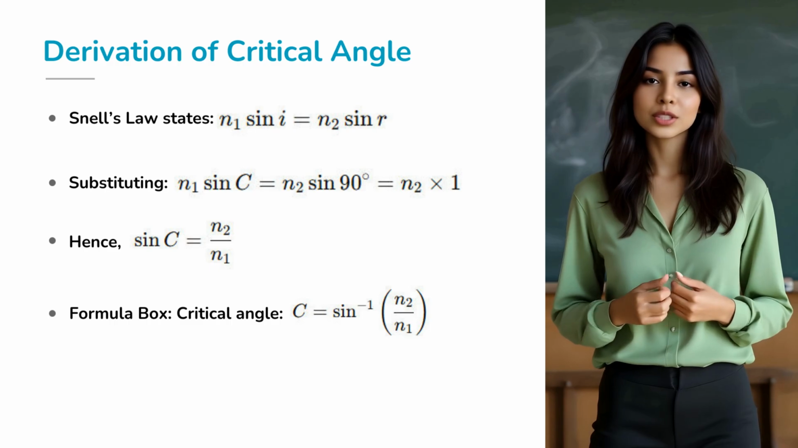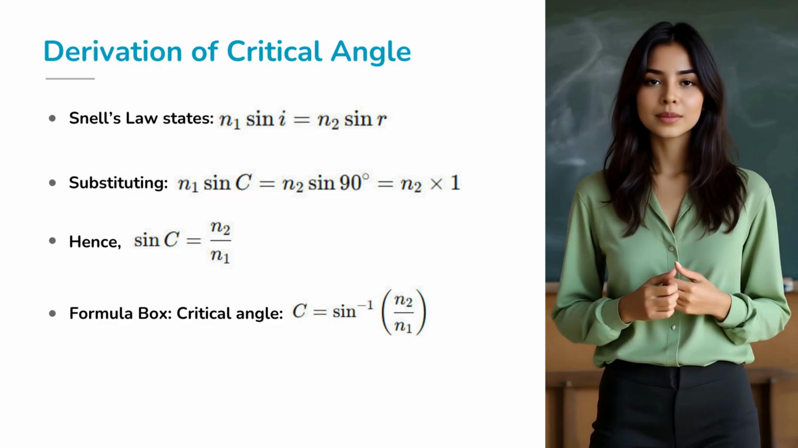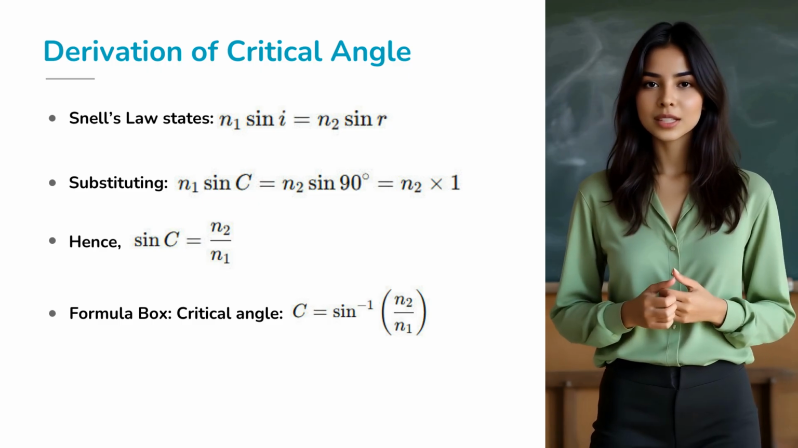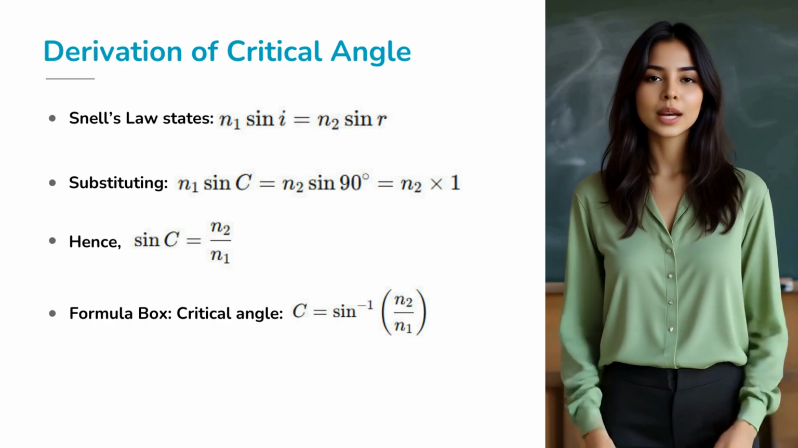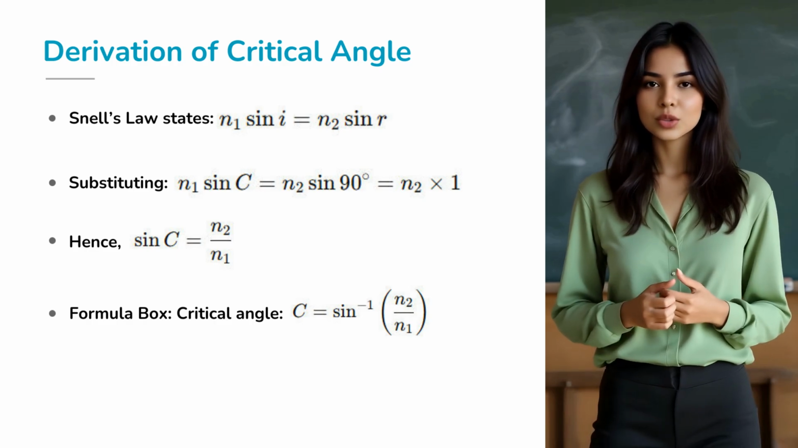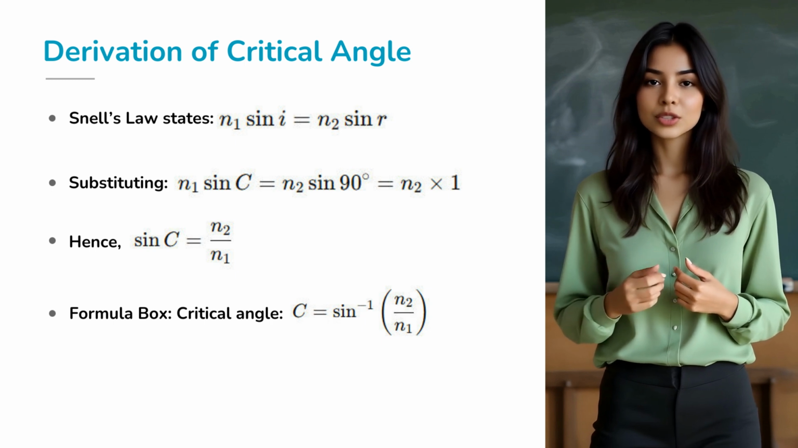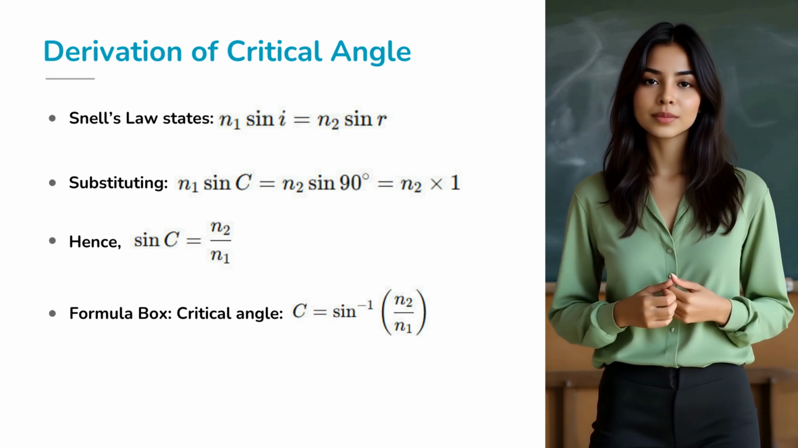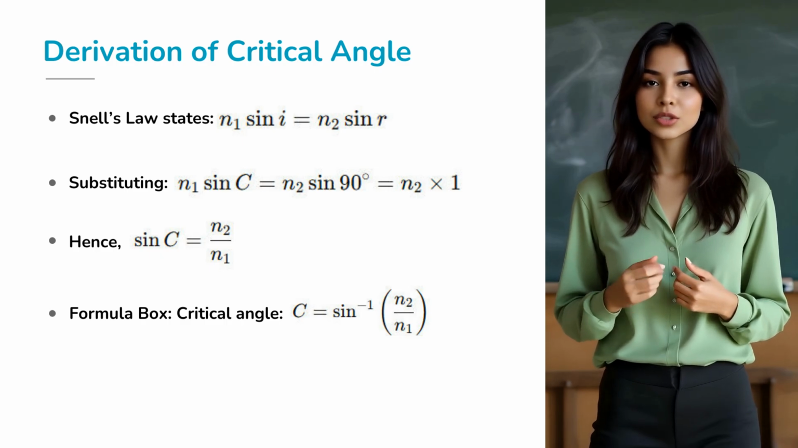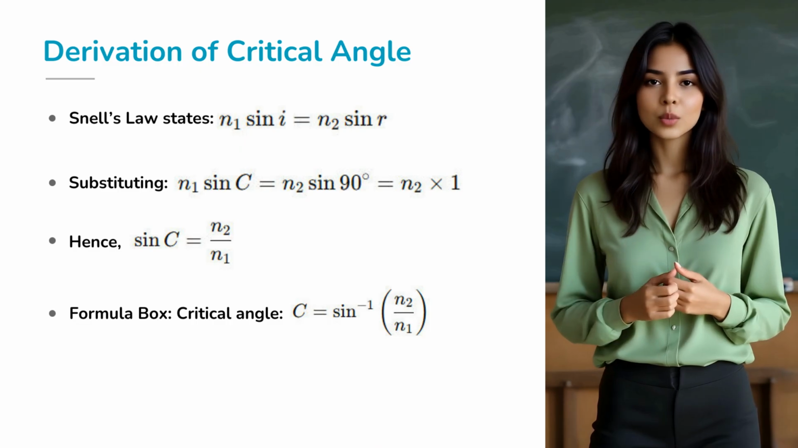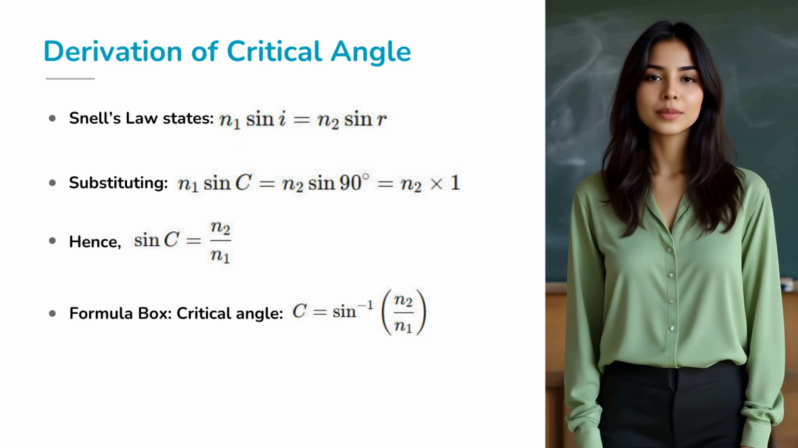Substituting these values, we get n1 sin C equals n2 sin 90. Since sine of 90 degrees is equal to 1, the equation reduces to n1 sin C equals n2. Rearranging gives sin C equals n2 divided by n1. Therefore, the critical angle is C equals sine inverse of (n2 by n1). This is our working formula.